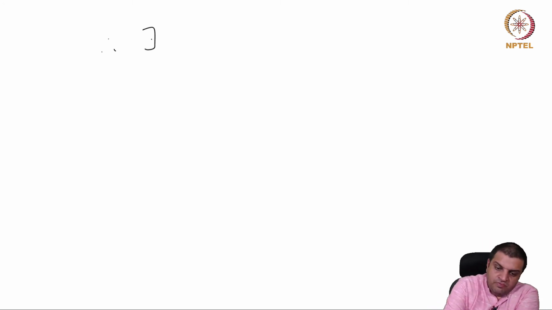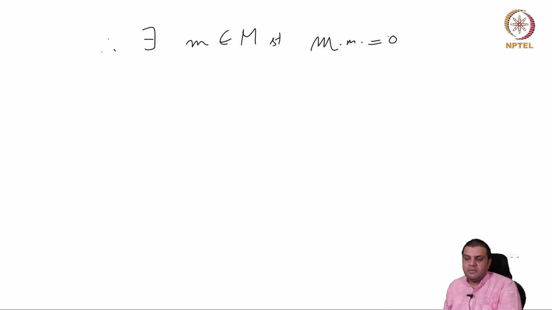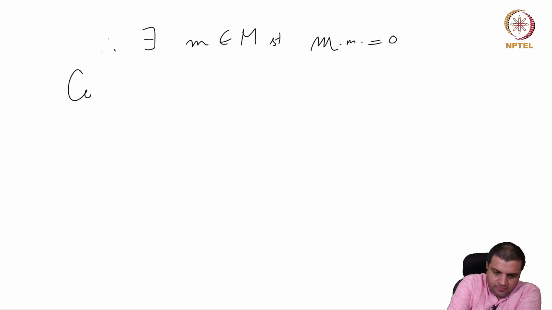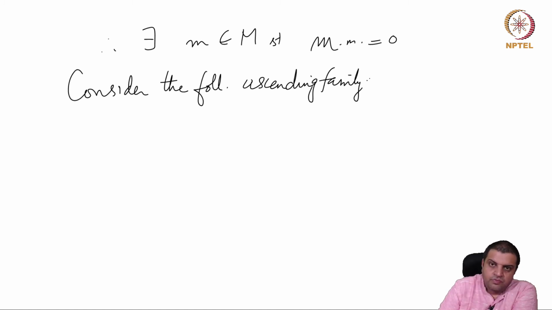Okay, so therefore there exists some little m in M such that the maximal ideal kills it. This is the maximal ideal, and that element equals 0. Okay. So now we can consider the following ascending family.